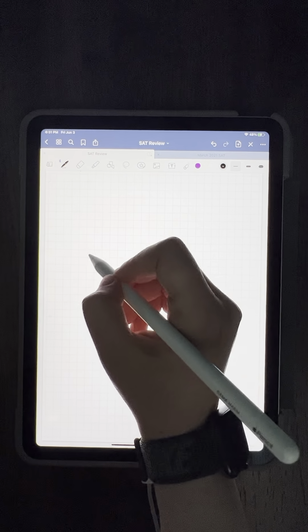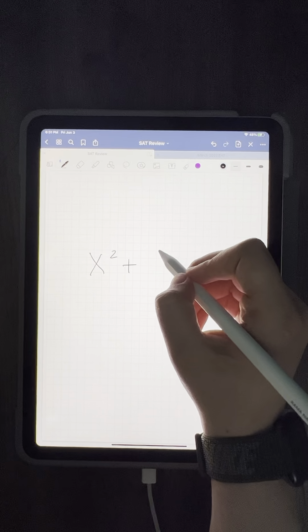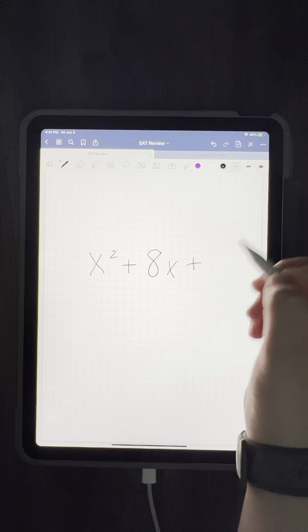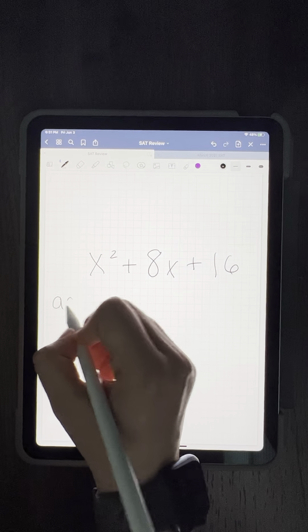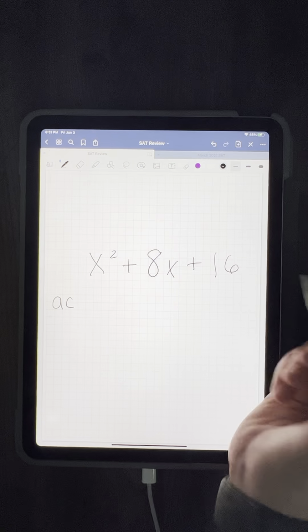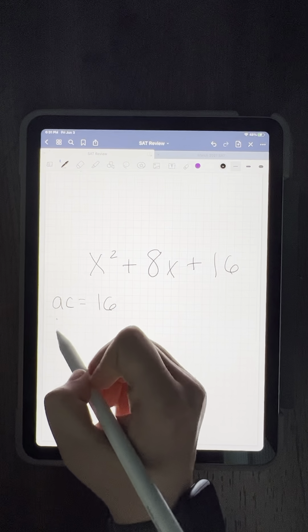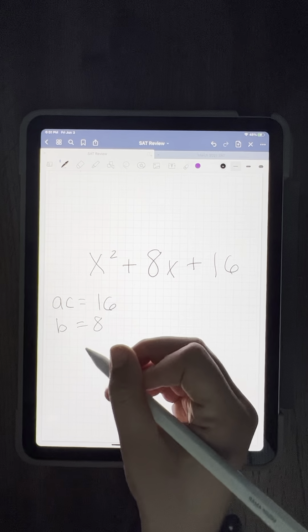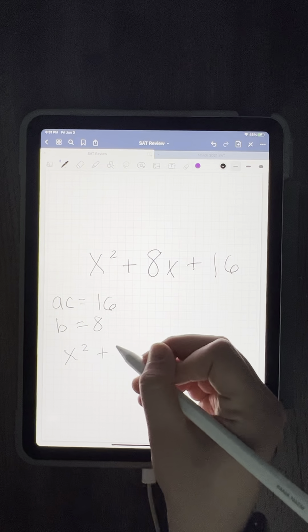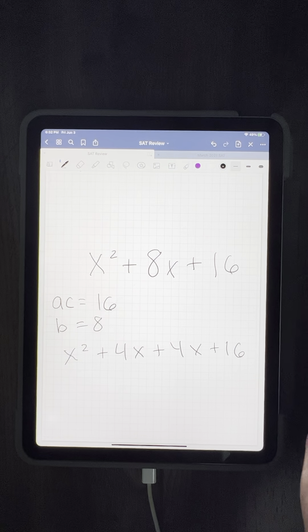So for example, if you have x squared plus 8x plus 16, right? What you're going to do first is multiply your a and your c, which is 1 and 16, and that equals 16. You're going to get your b, which is 8. And now you're going to try to find two numbers that multiply to 16 and add to 8. And that's pretty easy, 4 and 4. So you're going to rewrite your equation, and it's going to be x squared plus 4x plus 4x plus 16. So it's basically what we had before, but we just separated it.